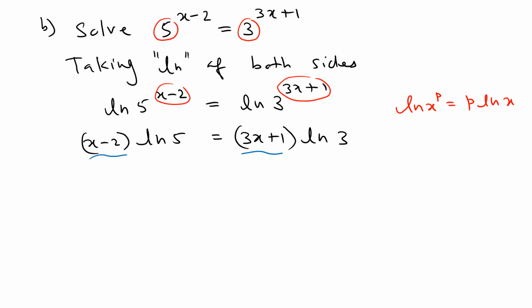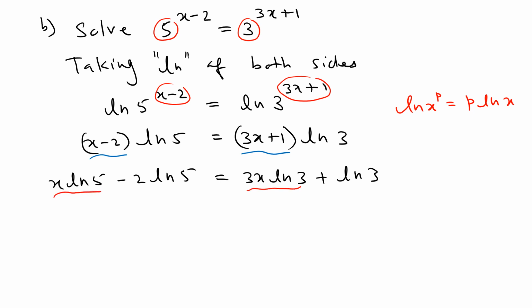So we can distribute these two terms. We can write this one as x ln 5 minus 2 ln 5. On the other side, we have 3x ln 3 plus ln 3. So we distribute, and then what we can do is take the terms that have x to the left side and the numbers to the other side. So we're going to take all the x terms to one side.